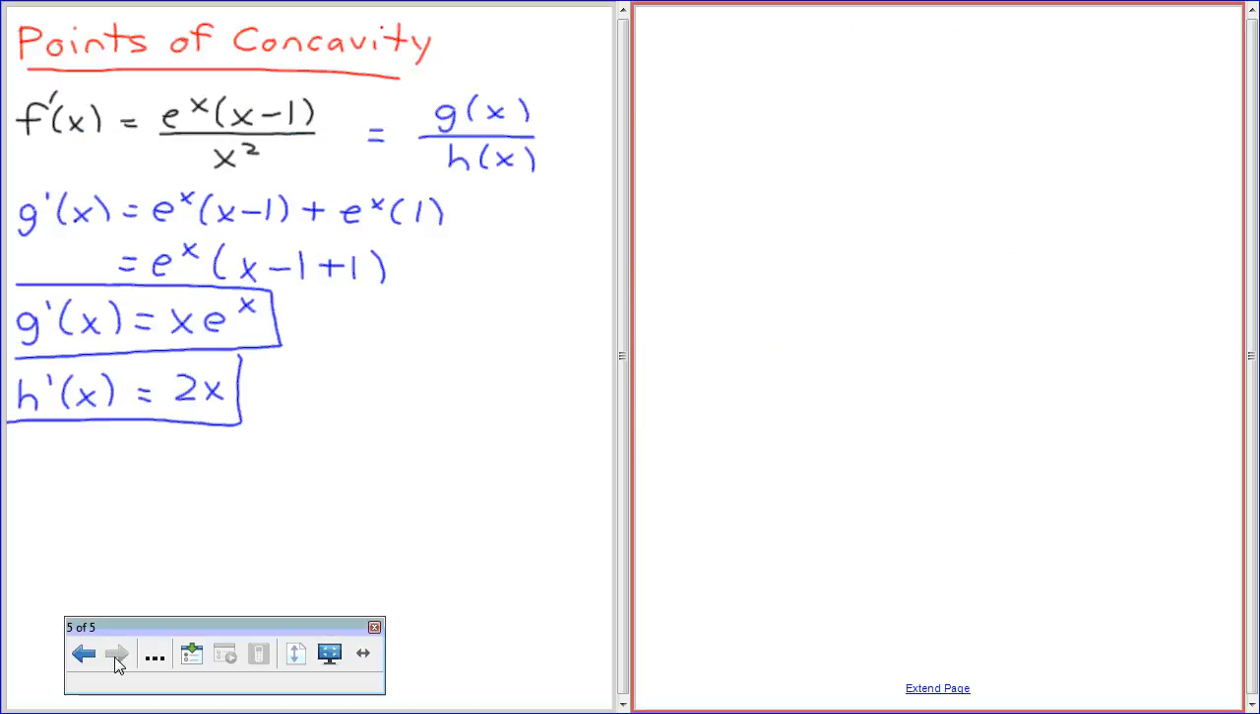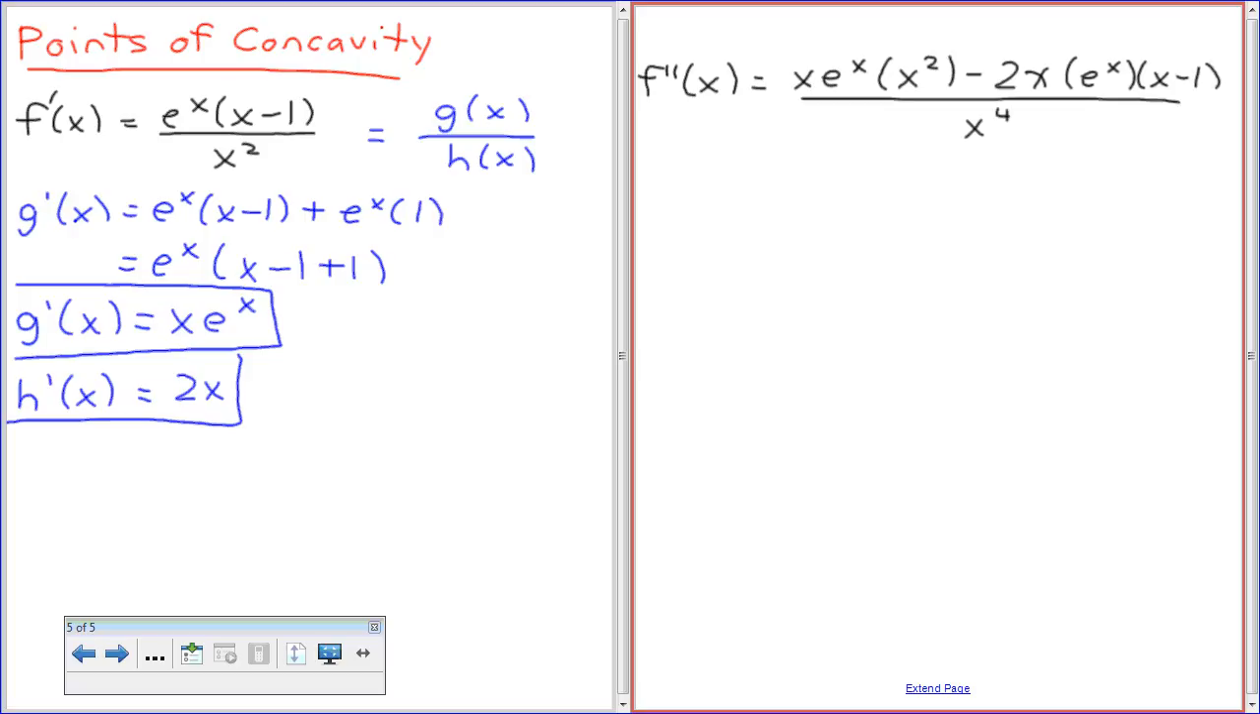So f double prime of x. Bailey, I'm going to check on you this time. What's f double prime of x? Come on, please. I thought you did it. Yeah, I did do it. Go ahead. So it would be like d/dx of x, d/dx, whatever, times x squared. Minus, we have like 2x, d/dx. Good.